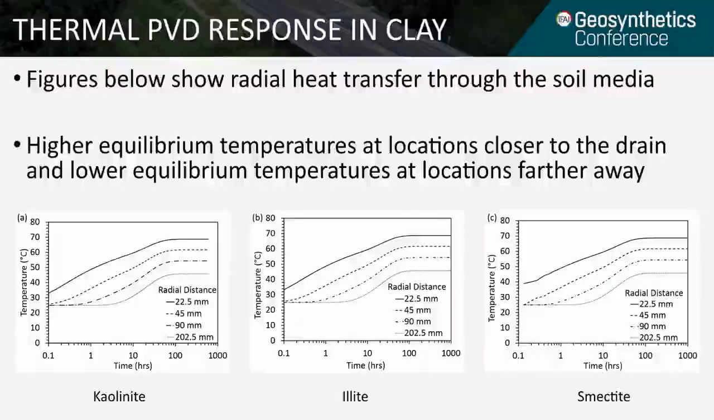Here I have shown the results for radial heat transfer through kaolinite, illite, and smectite. The different lines in these figures correspond to different radial distances from the thermal PVD. The solid line is the closest to the drain, and the dotted line is the farthest from the drain. It can be seen that locations closer to the thermal PVD have higher equilibrium temperatures, and as you move away from the thermal PVD, the equilibrium temperatures are lower.